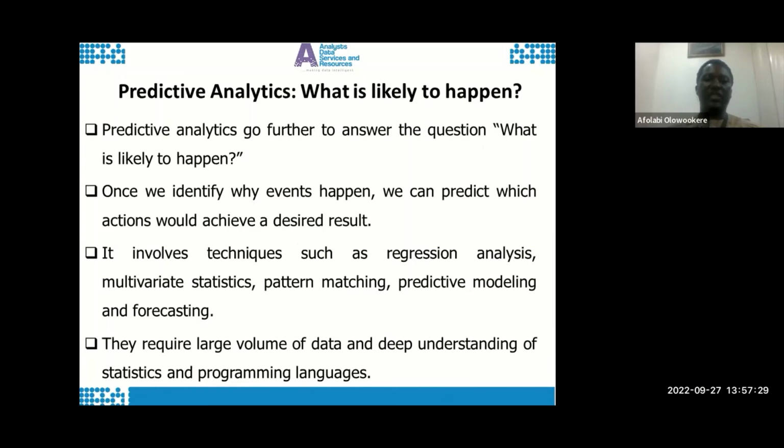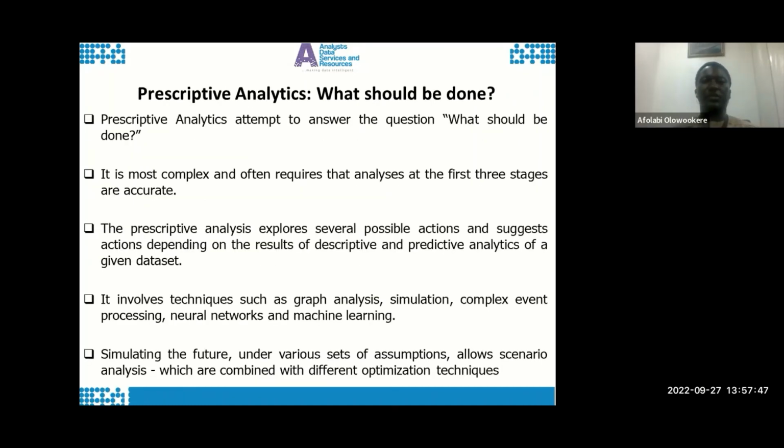We can predict which action should achieve a desired result. We can use regression analysis, several multivariate analyses, pattern matching, predictive modeling, and forecasting. Here we use a large volume of data, and a deep understanding of statistics and programming languages can be useful. The last one is prescriptive analysis. What should now be done?